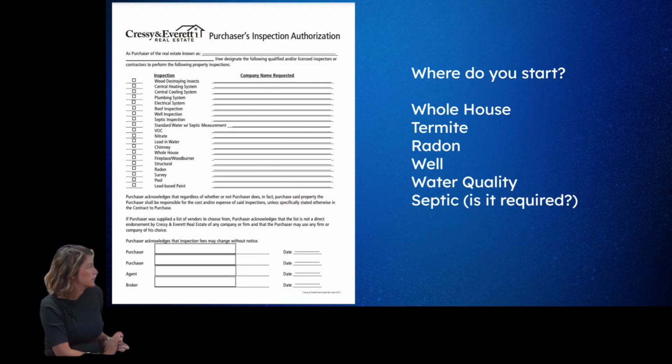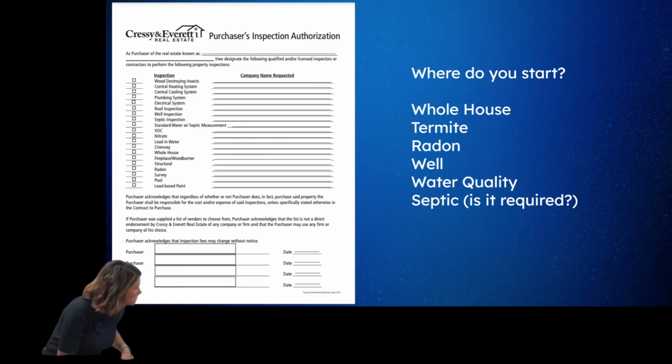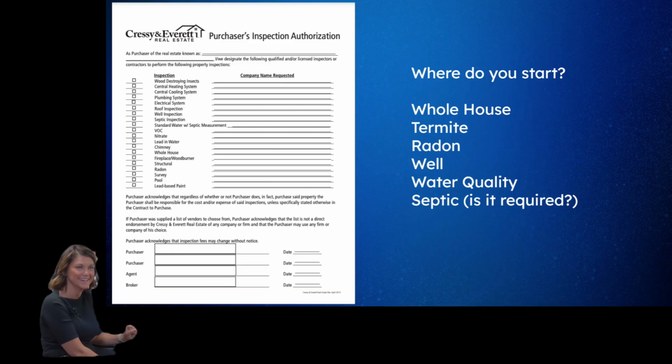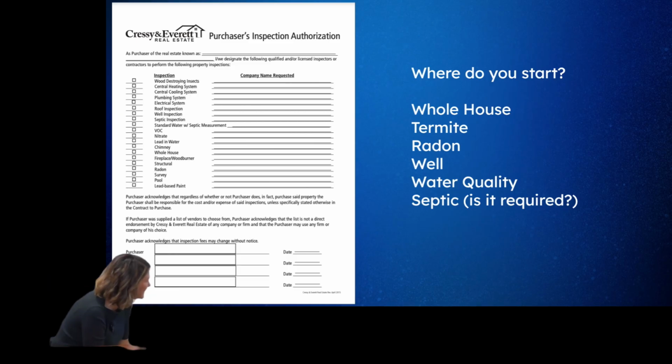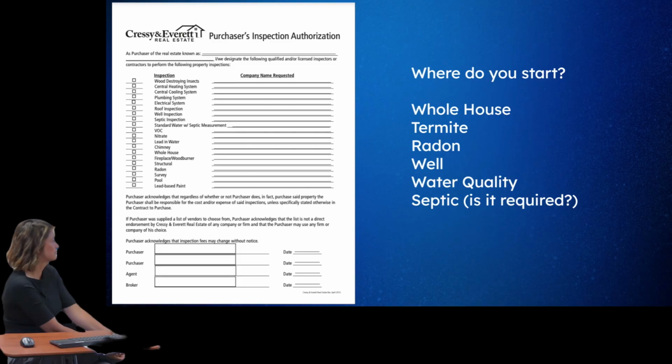All right, where do we start? So for inspections, this form is in dotloop. This is a Cressy form. I will tell you it has not been updated in 20 years probably. 2015, 20 years. Okay. Is it 2015 or 20? Oh, 20, yeah, maybe 10 years.